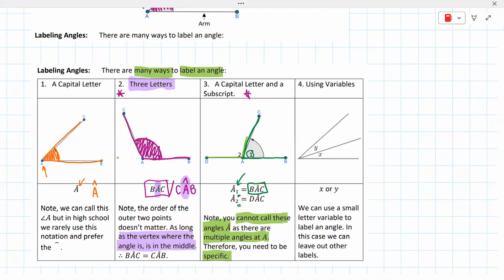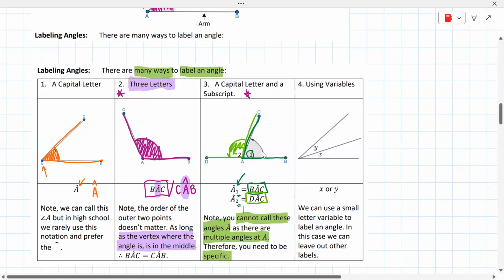AD and AC. That creates my angle A2. And so that's why I can also label it DAC or CAD. Doesn't really matter. Okay, so when there's little numbers on our angles, you are more than welcome to just say angle A1 or angle A2. But if they aren't, we need to use our 3 letters.